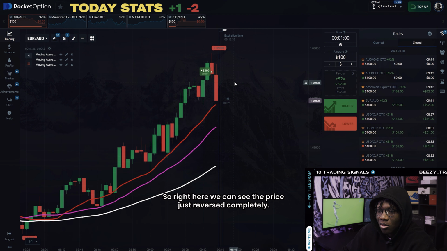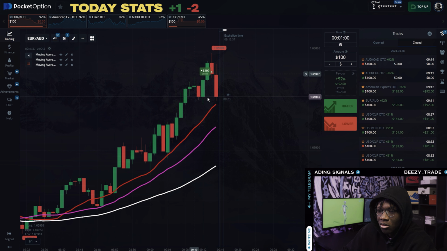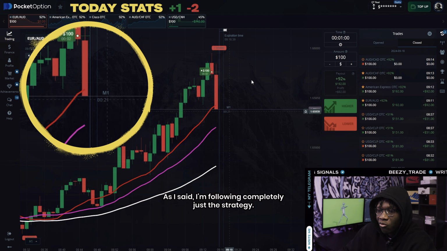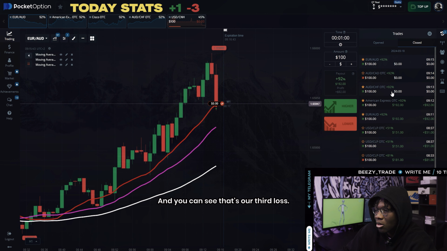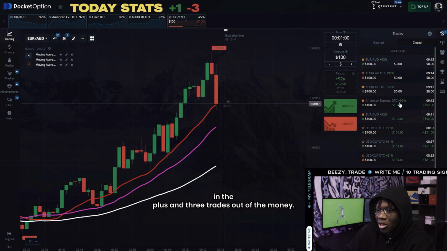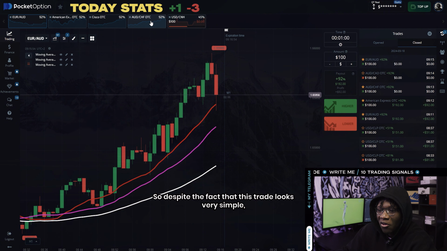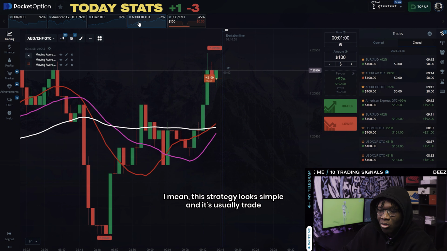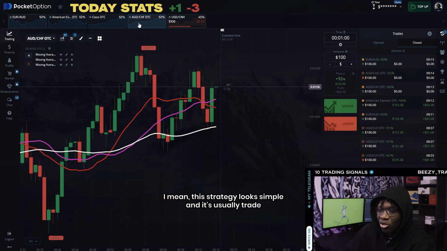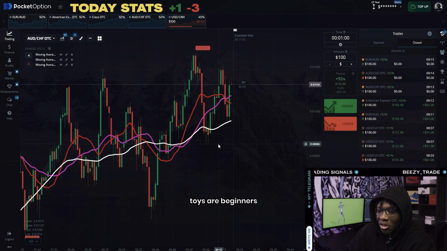So right here, we can see the price just reversed completely. As I said, I'm following completely just the strategy, and you can see that's our third loss. So we're two trades in the plus and 3 trades out of the plus. So despite the fact that this strategy looks very simple, and it's usually trained towards beginners.